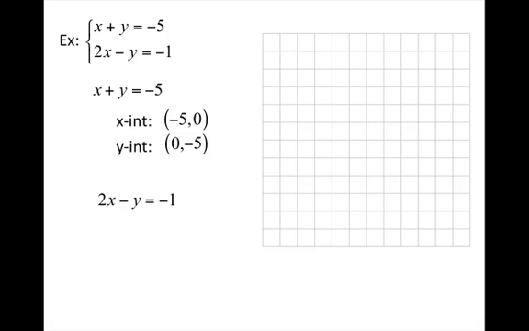Now take 2x minus y equals negative 1. For my x-intercept, let y be 0. If y is 0, cover up this y term because that's just minus 0. And I have 2x equals negative 1. Then if I divide each side by 2, I get x equals negative 1/2.